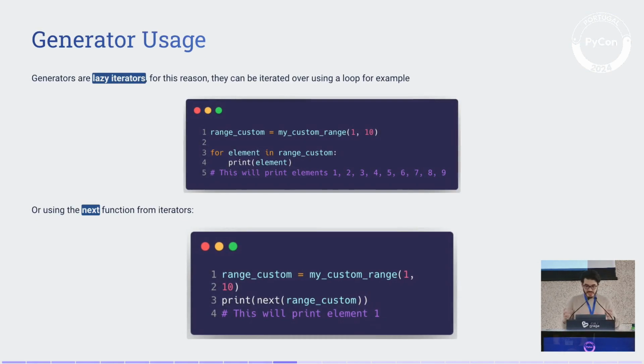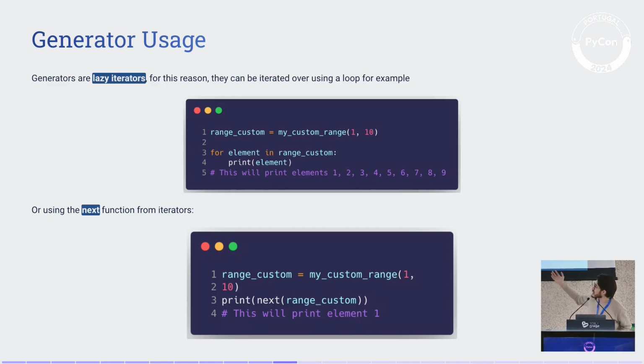So let's focus now on the generators usage, right? I have two examples based on the custom range that I have. Lazy iterators can be used as normal iterators, using loops or the next function. Anything that can happen with an iterator can happen with a generator.